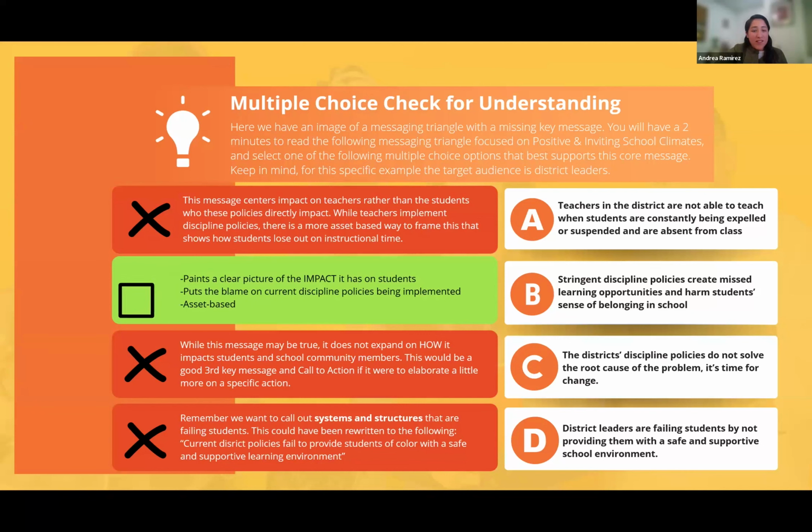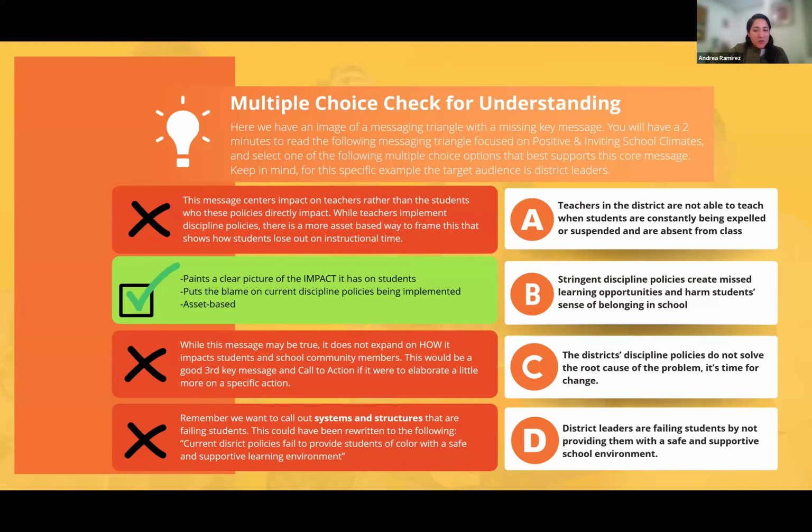C, while this message may be true, it doesn't expand on how it impacts students and school community members. So this would probably be a good third key message and call to action if it elaborated a little bit more on the specific action. It would actually make probably a good soundbite. So that's something to consider for that.